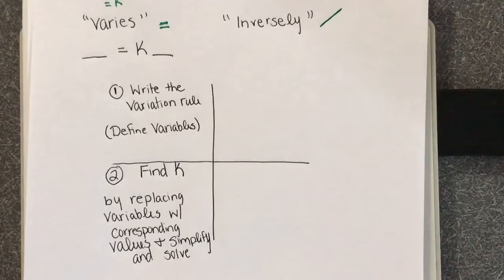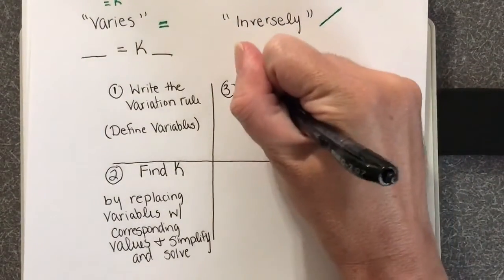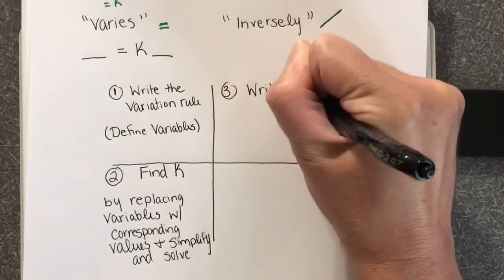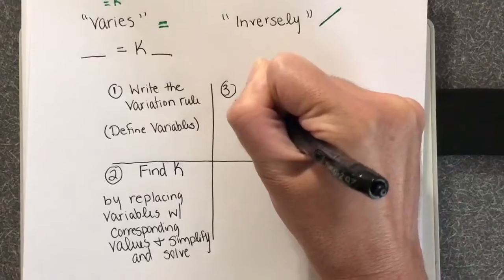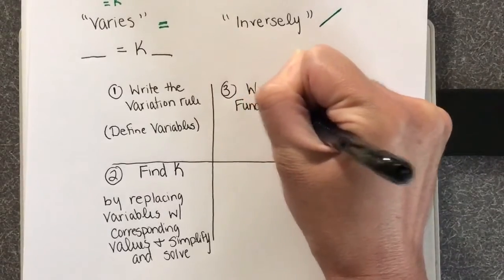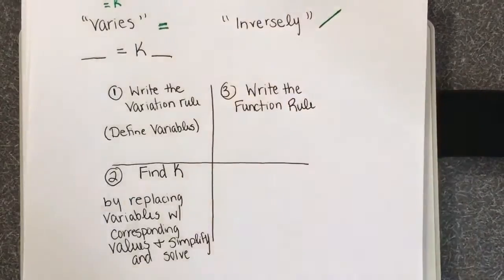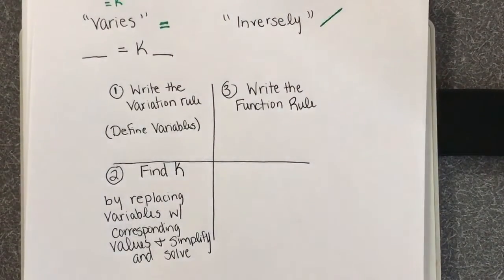So step 1, the variation rule. Step 2, find K. Step 3 is to write the function rule. Now that you know what K is, you can write your rule. This is a rule that you could graph.